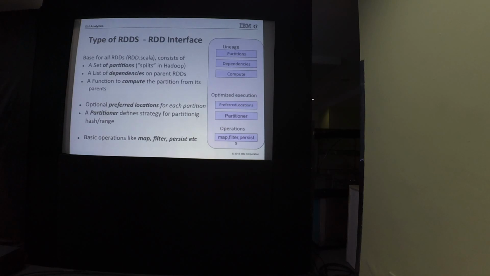The partitioner defines the strategy for partitioning. So you can have your own partitioner within an RDD which defines the strategy, and if you don't, it will go for the default hash partitioner. And then there are basic operations which are given within RDD, like map, filter, persist, and so on, so that everyone can use them. Earlier there used to be different RDDs for this. So the core RDD is the actual RDD interface.